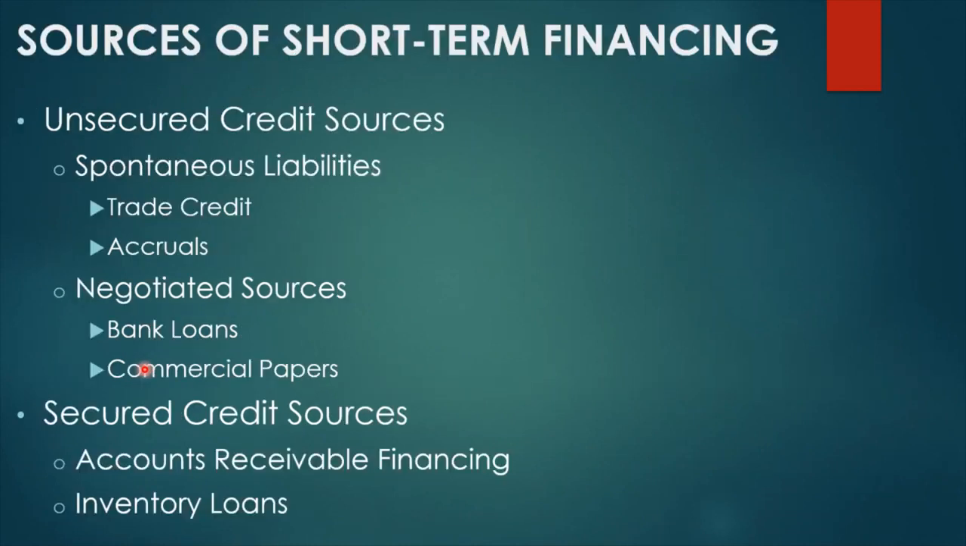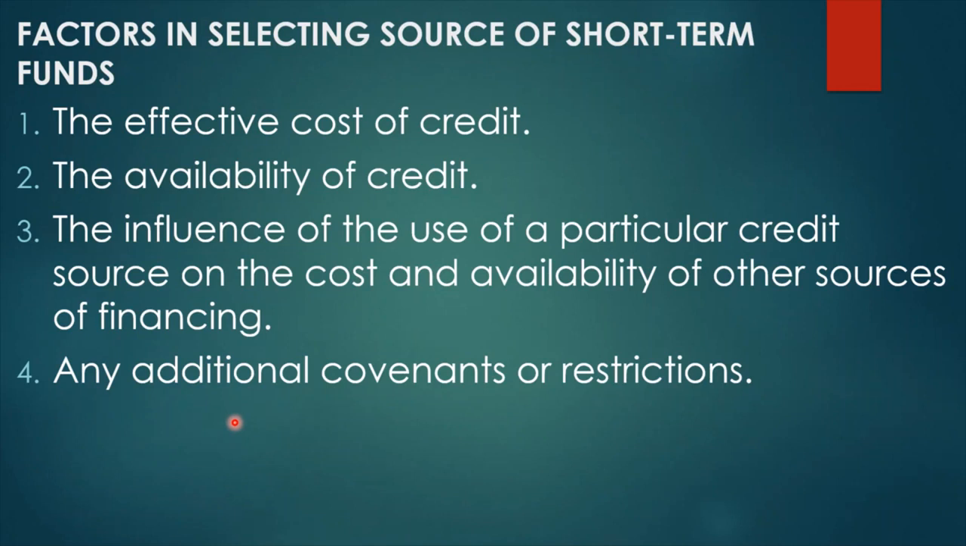So, punta tayo sa sources of short-term financing. Saan mo yan kukunin? Well, ito, nilista. Yung mga unsecured credit sources, mga spontaneous and negotiated, meron ding secured credit sources. Pumunta tayo kay unsecured credit. Sa factors muna pala tayo. So, ano mga factors na kinoconsider kapag pipili ka ng source of short-term financing? Ito, nakalista. 4 sila. The effective cost of credit.